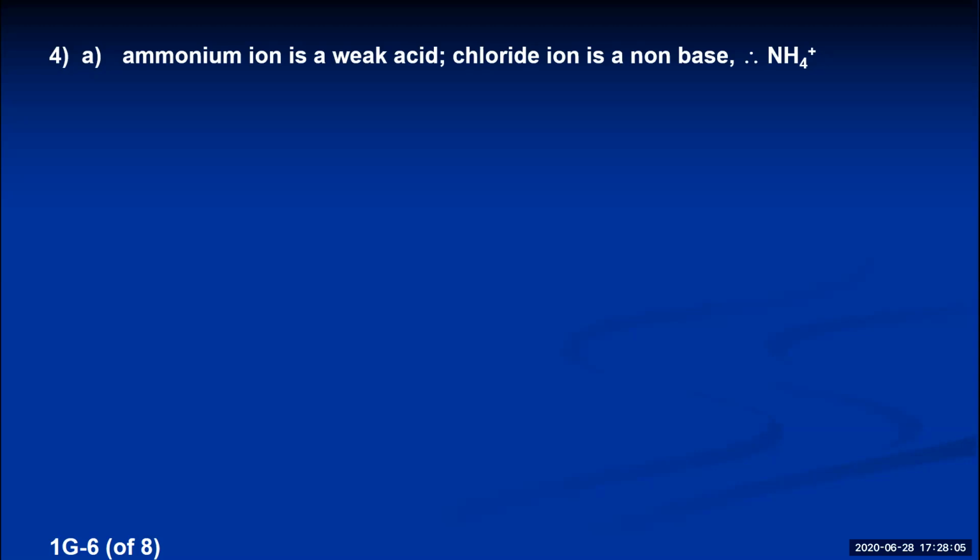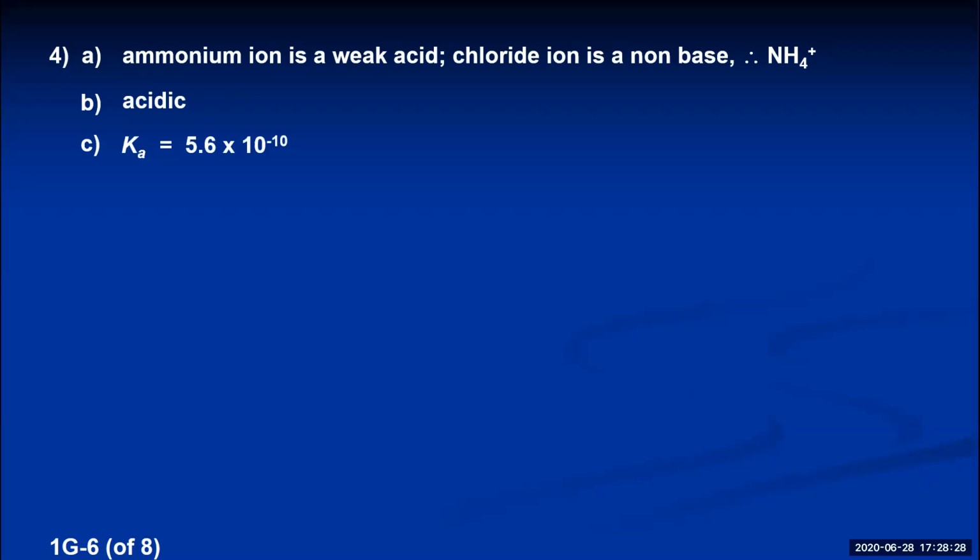So because the ammonium ion is the weak acid, and the chloride ion is a non-base, it's the ammonium ion that's going to react. B, is the solution acidic or basic? Well, ammonium's acting as an acid, so it's going to be an acidic solution. C, what constant is used to calculate the pH? You will need the Ka constant for the acid, for the ammonium. You can look that up in handout 3. The Ka for ammonium is given as 5.6 times 10 to the minus 10th.